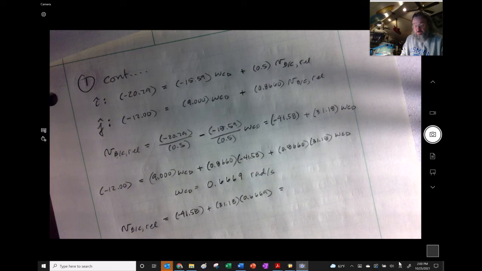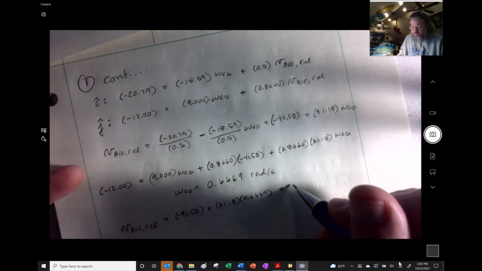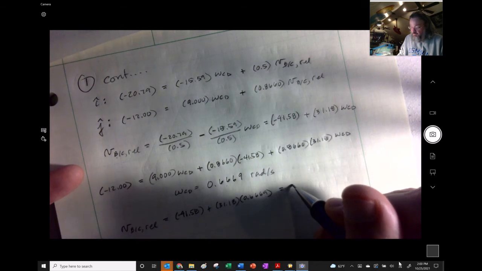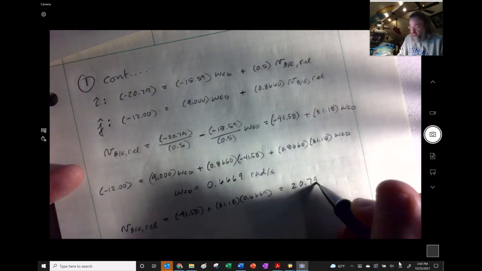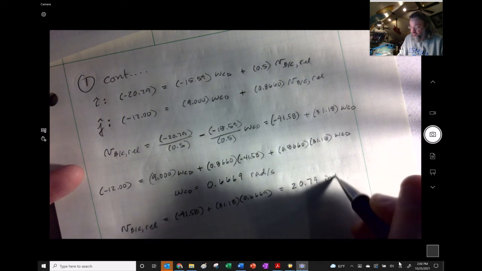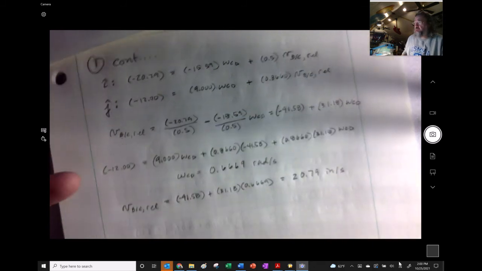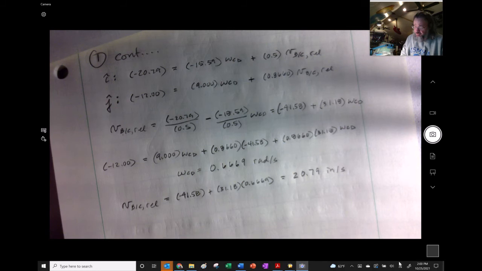Interesting. Yeah, it just comes out to 20.79. Huh, it comes out to half of it, 20.79 inches per second. Interesting. Okay, so let me see here. Let me double check that I got that one.